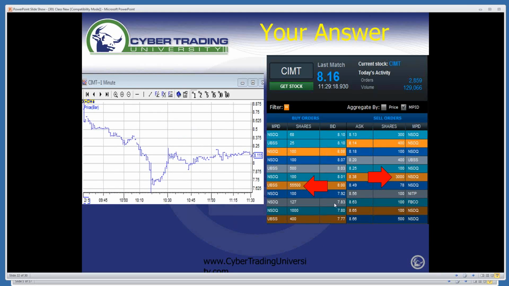So here's your basic answer when you're looking at the support and resistance levels. When you're looking at a stock like this, look at that big seller out there at $8, okay?